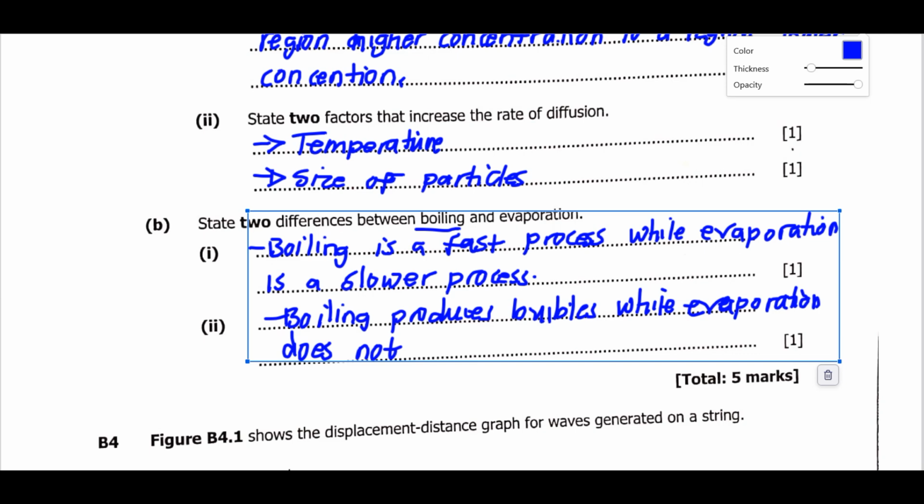Then if we look at boiling, another difference, it can be that boiling occurs throughout the liquid while evaporation occurs on the surface of a liquid.